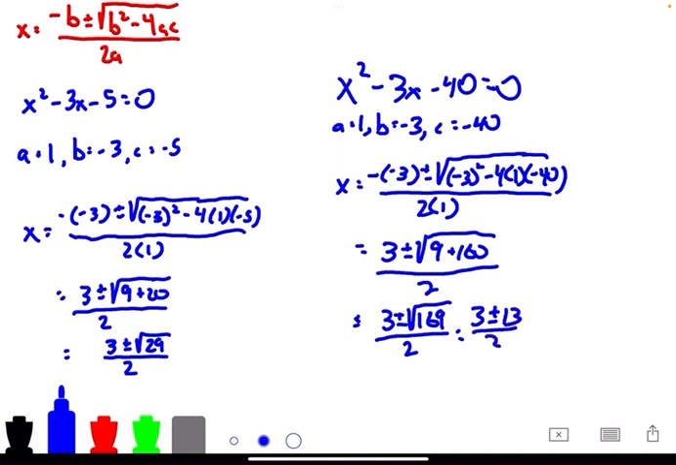So now we come down in closing. 3 plus 13 is 16, divided by 2. 3 minus 13 is negative 10, divided by 2. So in the end, our answer is x is equal to 8 and negative 5. And if we remember from the previous example, this is the exact same answer that we got when we solved this with traditional, basic factoring.